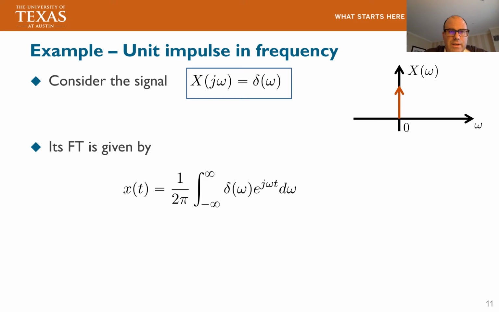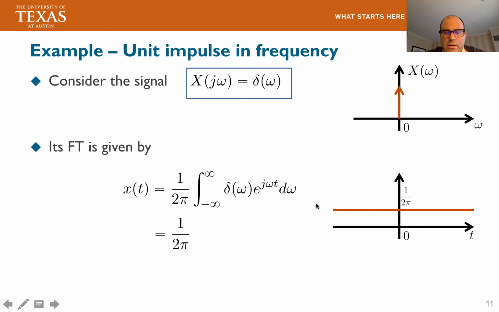So now let's look at another example where we have a unit impulse in frequency. So our X of j omega is equal to delta of omega. So its inverse Fourier transform is given by 1 over 2 pi, the integral from minus infinity to infinity, of delta of omega e to the j omega t d omega. Computing that, with the same logic as before, we get 1 over 2 pi. So here what we see is that a delta in frequency is a constant signal in time. So a signal that is an everlasting constant in time becomes a delta in frequency.